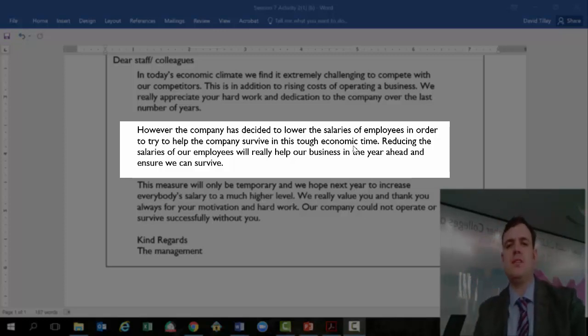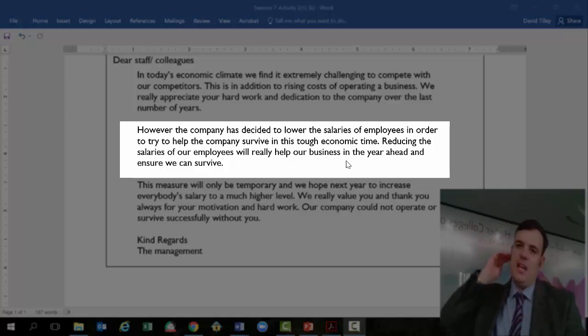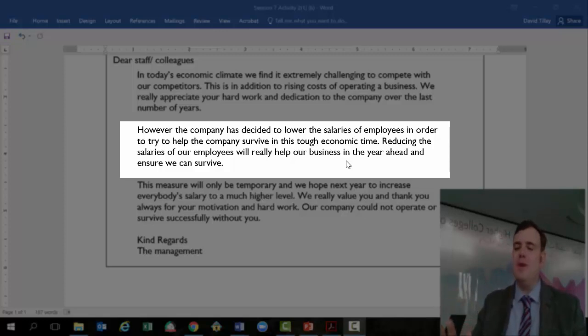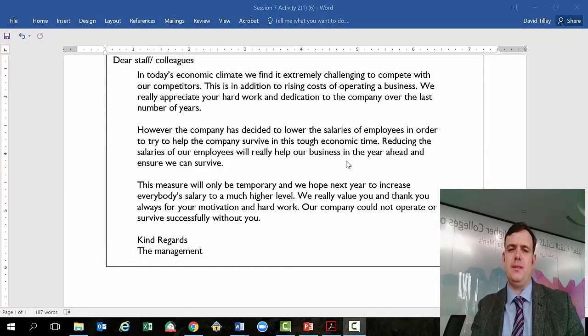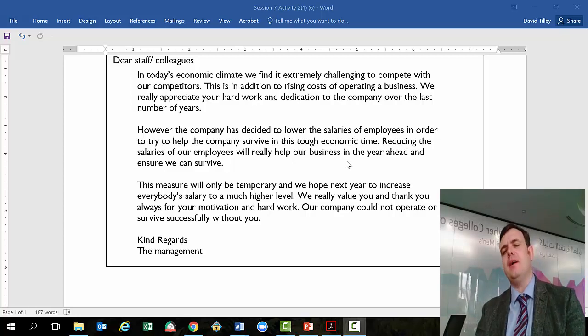It goes on, reducing the salaries of our employees will really help our business in the next year ahead and ensure we can survive. So you're giving the reason why you're cutting the salary. You're not just saying, hey, salary is cut. That's it. No, you're giving a reason. So it's always good to give reasons because people want to know reasons. When you tell someone something bad, you need to give a reason for it. Always make sure to give the reasons, give examples. So that's the second paragraph, right?